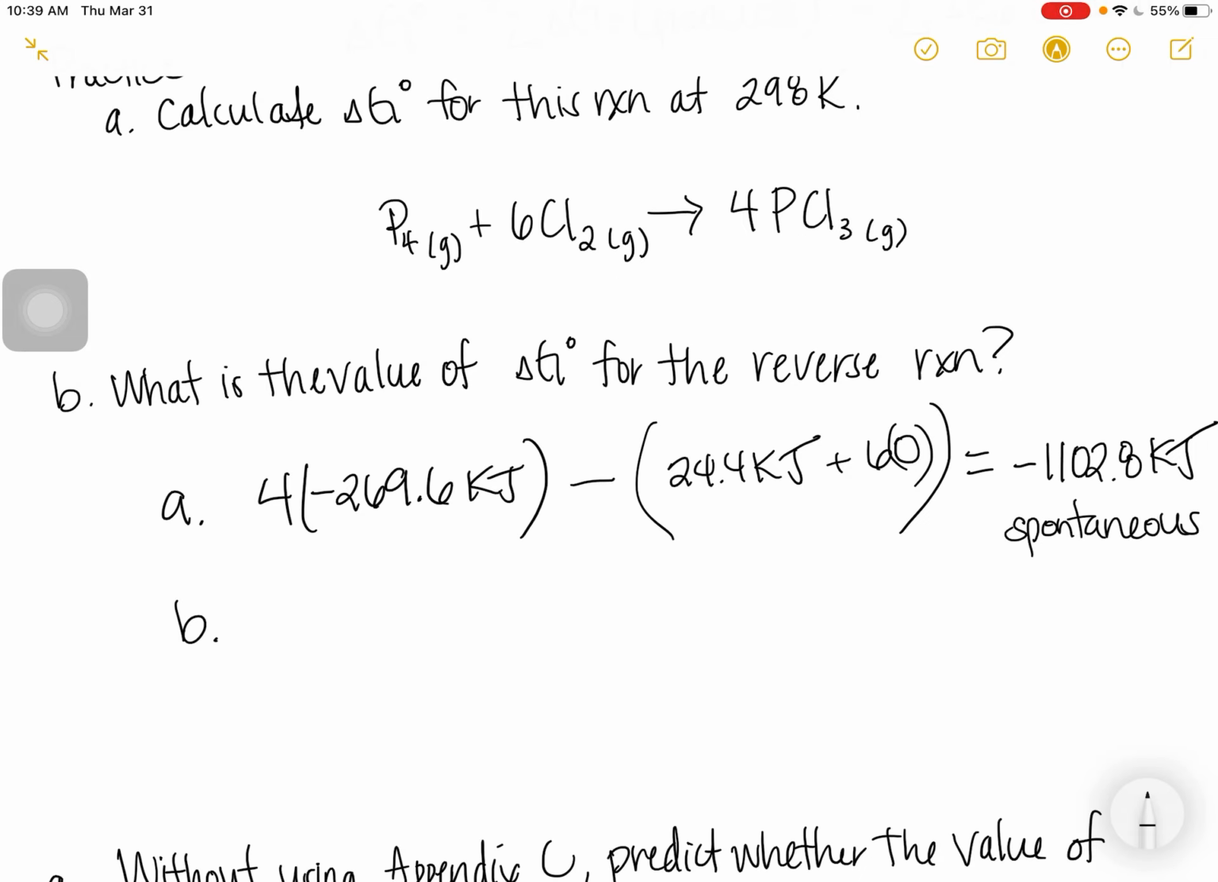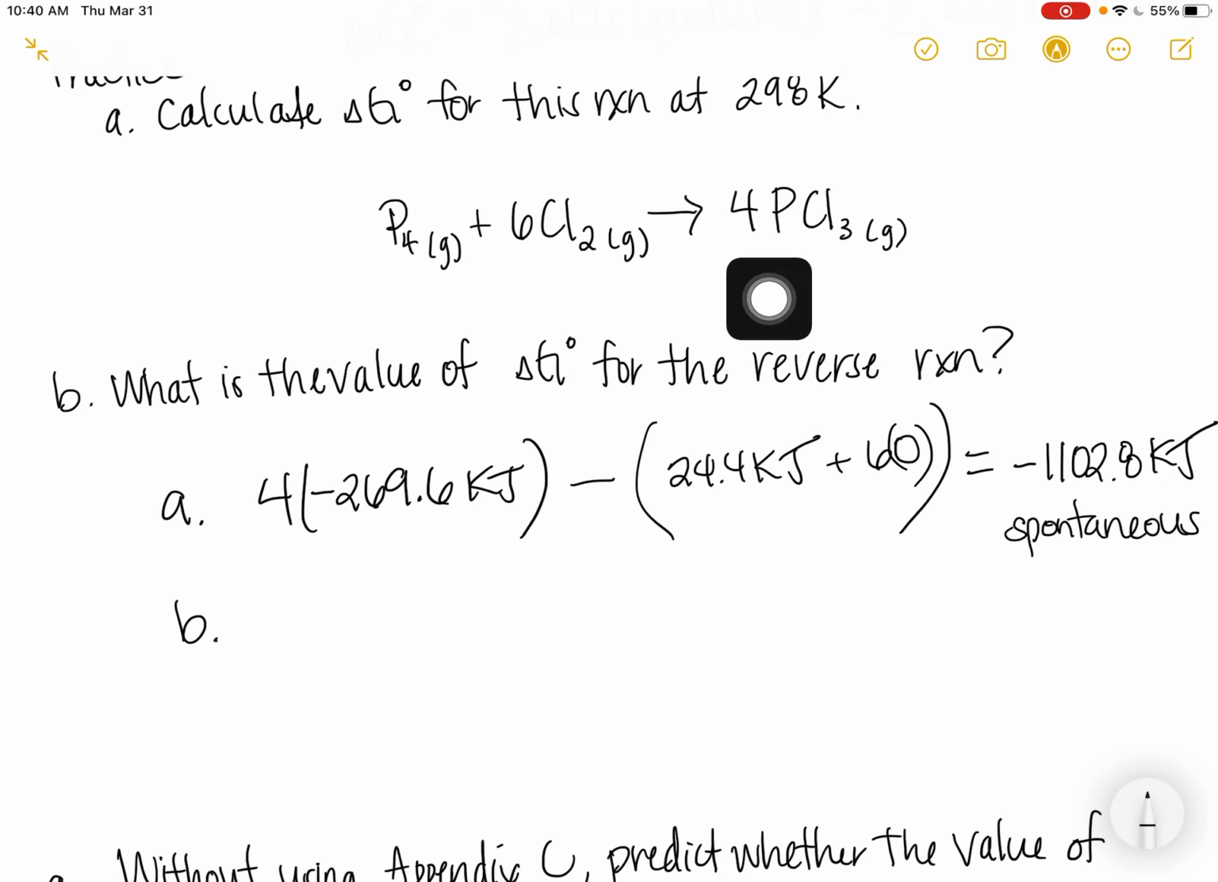And then part B, what's the value of delta G for the reverse reaction? So you could think about this in a couple ways. You could take this reaction, flip it, and then do the same process. But if you think for just a minute, by flipping it, your products become your reactants and your reactants become your products, which means these two things would flip.